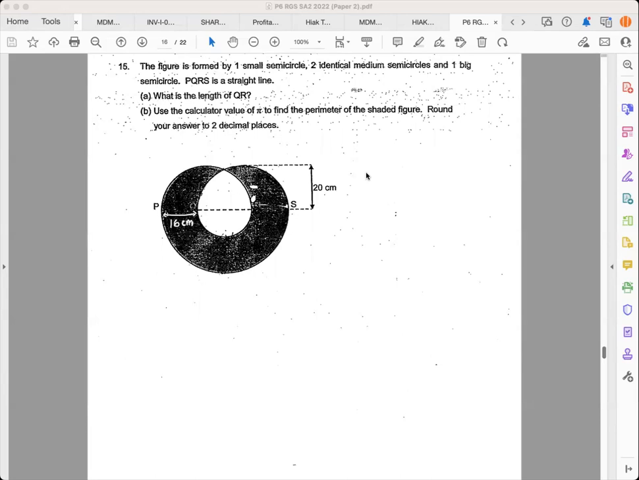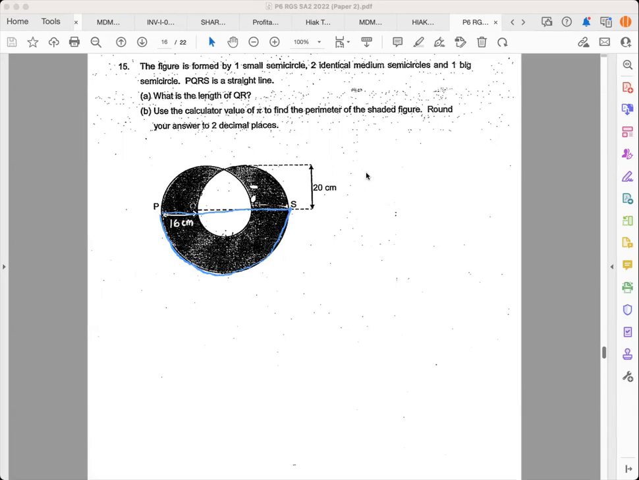Next, let's find out where are the two identical medium semicircles. So these are the identical medium semicircles. One medium, and there's the other, second medium. Okay. And one big semicircle. So where's the big semicircle? The big semicircle is here. This is the big semicircle. Okay, so now you know all the shapes.